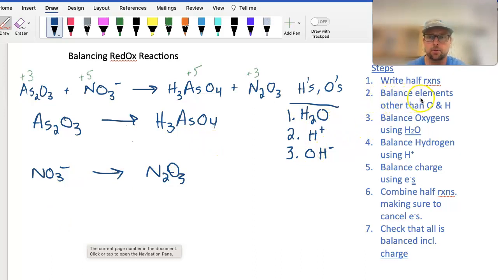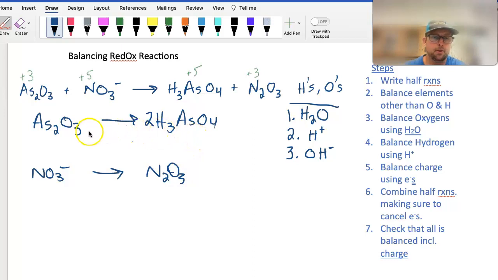actually, according to our rules, we're going to balance the elements other than oxygen and hydrogen first. So other than oxygen and hydrogen, we only have arsenic. And on the left side, we have 2. On the right side, we have 1. So just like in a normal balancing, we'll put a 2 in front of here to balance our arsenic.